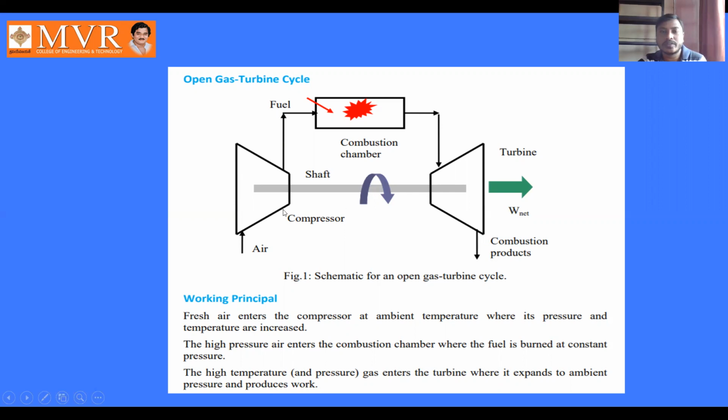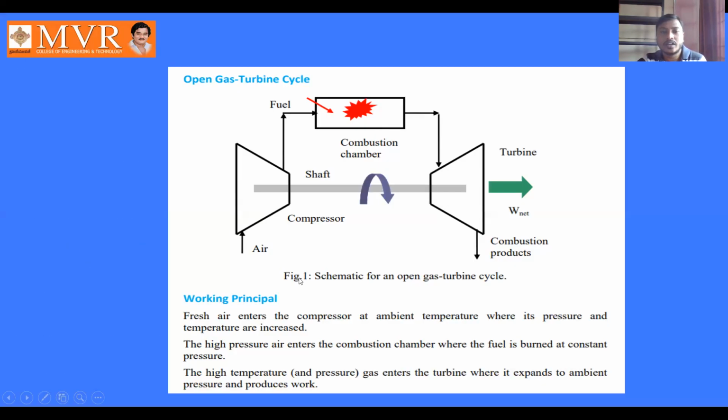This is the open cycle gas turbine: the air enters the compressor, where it is compressed, and then enters the combustion chamber at high pressure and temperature. Fuel is added to this air and combustion takes place. After combustion, the air enters the turbine, where it expands, and then it is released into the atmosphere.